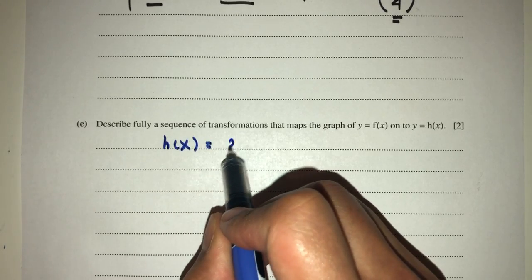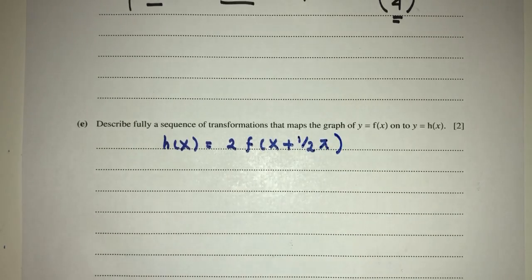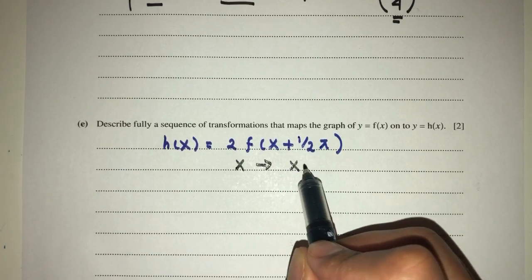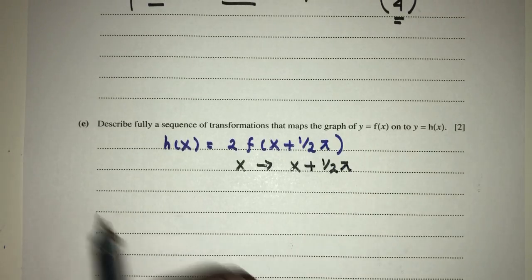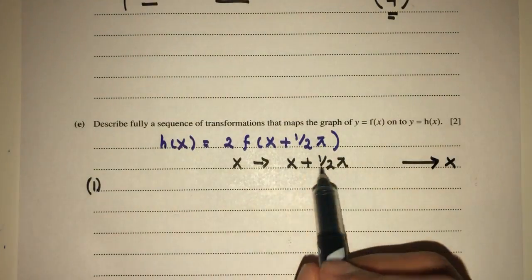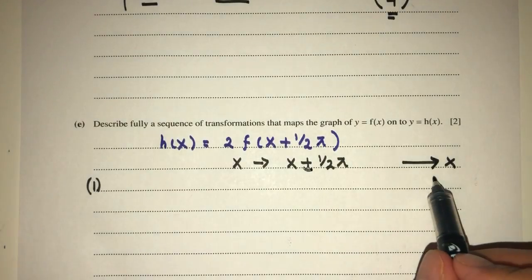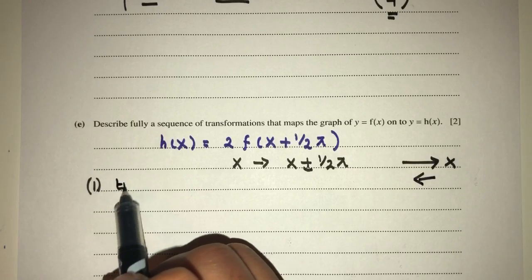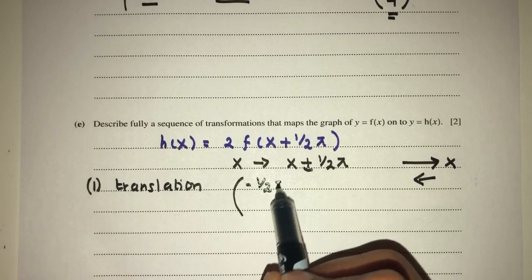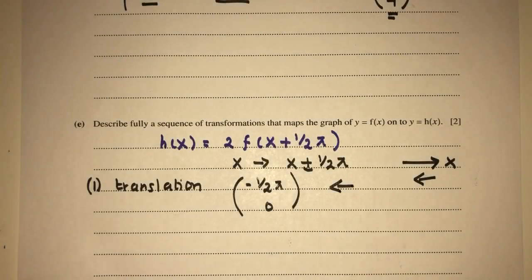H of x is equal to 2 f, and then we have x plus half this. So one by one, what changed here? So here we have x became x plus half this. So here the first change is, again, it will be moving horizontally because we have change in x, but in what direction? Now this is a tricky part. Whenever we add something, we will move to the left direction. So you would say it is a translation by this direction, minus half this, because it is going to move in the left, because it is plus. That is a tricky part here.